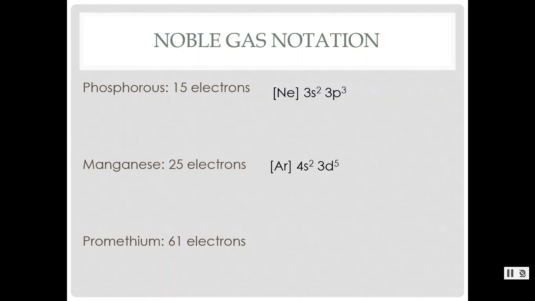Promethium, all the way to 61. Oh, so we're down by where the f orbitals are. Looking at that, I see that my closest previous noble gas is xenon. And what I'm left with after xenon, which takes care of electrons 1 through 54, what's left after that is 6s2, then 4f5. So you should feel comfortable being able to do the noble gas notation for a particular element, as well as its full spectroscopic notation or electron configuration.